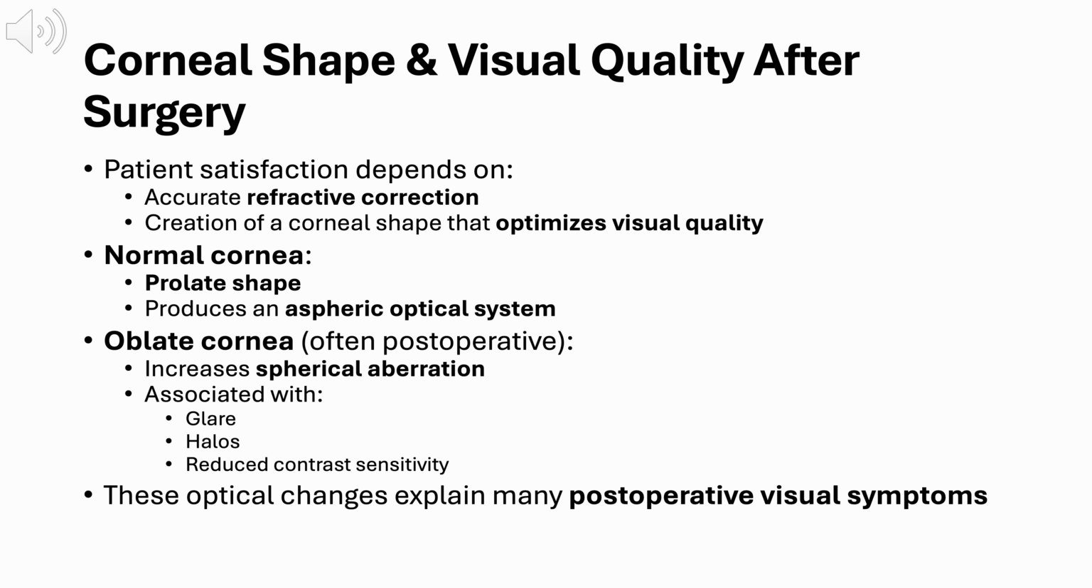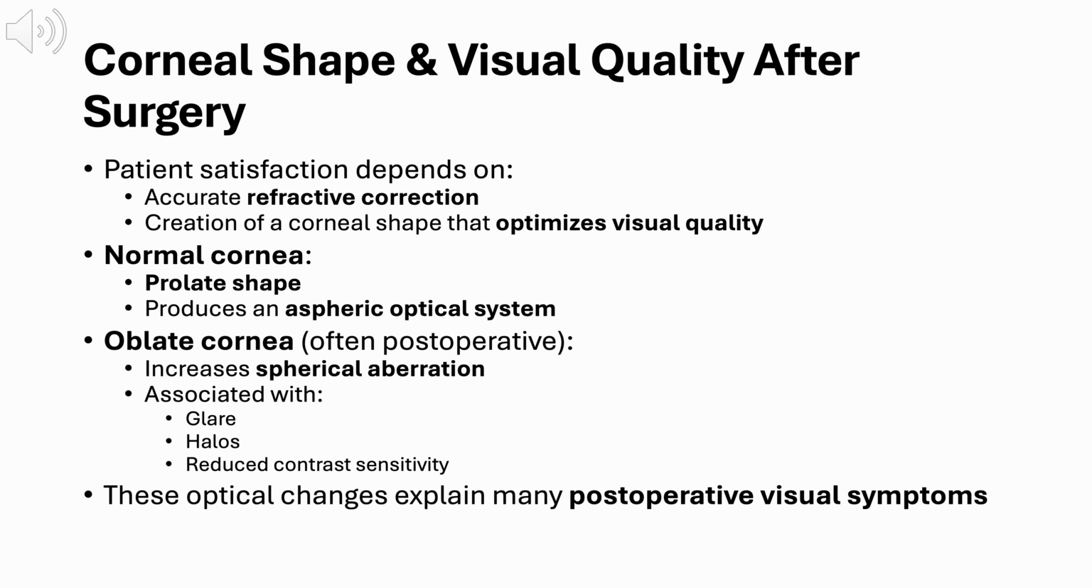This slide connects corneal shape to what patients actually experience after surgery. Patient satisfaction depends on more than just hitting the refractive target. It also depends on creating a corneal shape that optimizes visual quality, not just visual acuity. In a normal eye, the cornea has a prolate shape, meaning it is steeper in the center and flatter in the periphery. This produces an aspheric optical system that minimizes aberrations and supports high-quality vision.